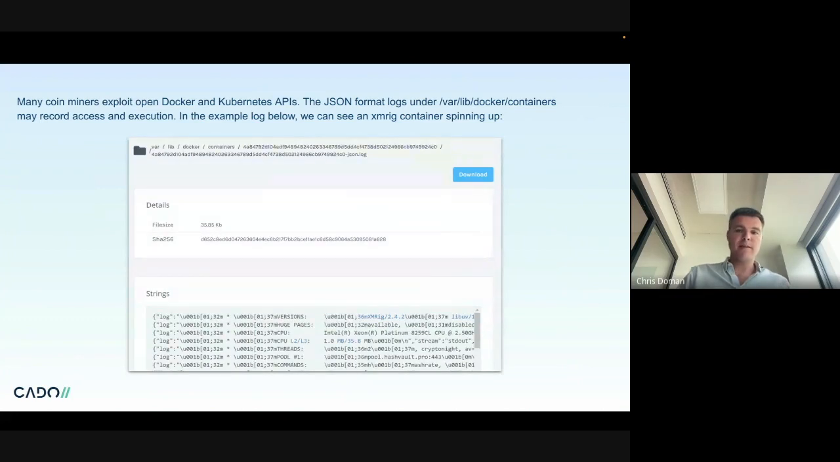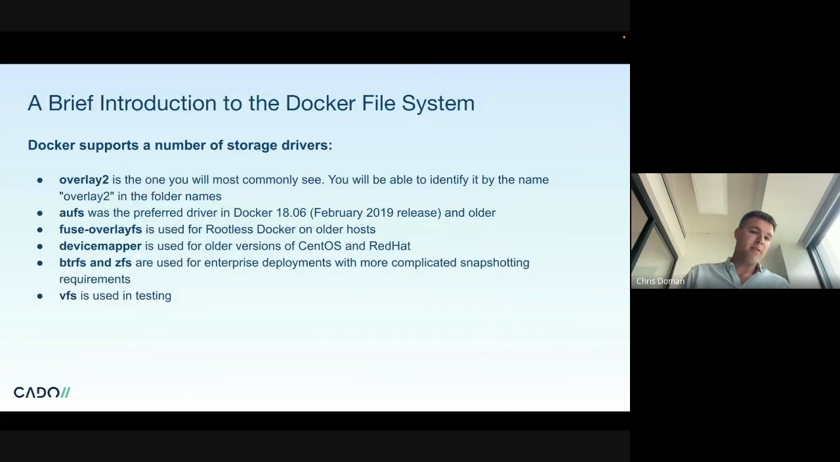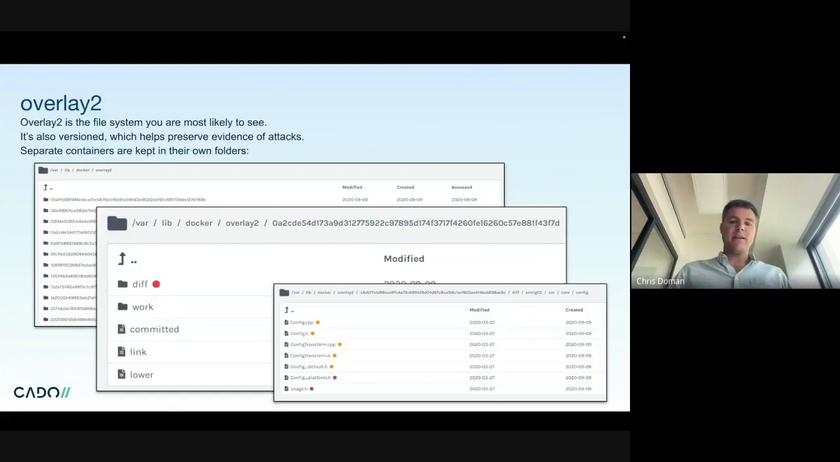In this case, we're seeing a Docker log showing certain containers being spun up and spun down. I mentioned earlier there are different Docker file systems. Overlay2 is the most common one these days. And here you go, different versions of data. In this case, you see an attacker actually compiling XMRig locally.